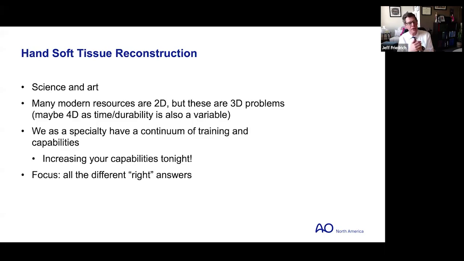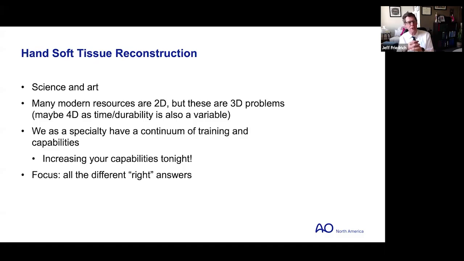We as a specialty have a wide continuum of training and capabilities, even in the soft tissue reconstruction realm. We recognize that in the hand surgery community, some people do some soft tissue reconstruction, and that ranges all the way to very complex free tissue transfer and other complex microsurgical endeavors that we can get into with soft tissue reconstruction.